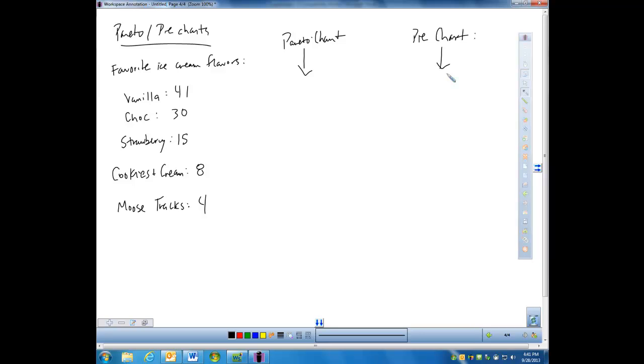Alright, so Pareto chart. Remember, this is just a bar graph, and the only thing that's significant about this bar graph is when I put the bars on it, I'm going to put them in order from highest frequency to lowest frequency. So in this case, the ice cream flavor that had the most popularity will be on the left, and the ice cream flavor that was least popular amongst these is going to be on the right. That's really the only difference between a Pareto chart and any other bar graph.